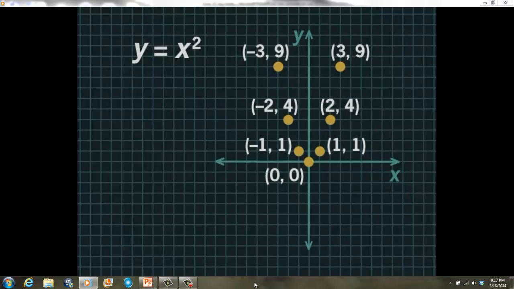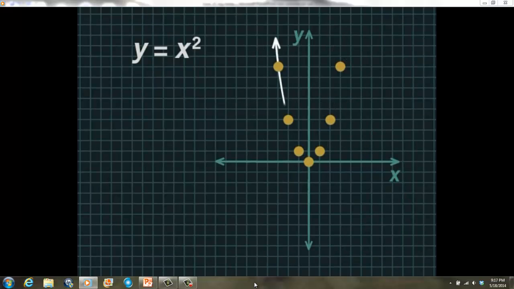There's a definite pattern here. Let's connect the dots. Hey, you! I see the pattern too. Hey, who, Ferd? Who are you talking to? I'm talking about the pattern, the U-shape.